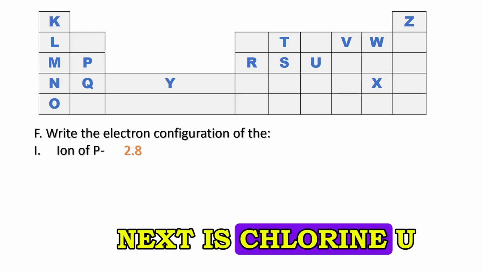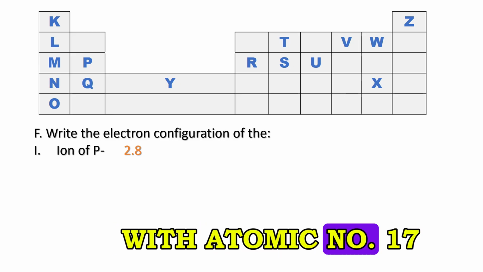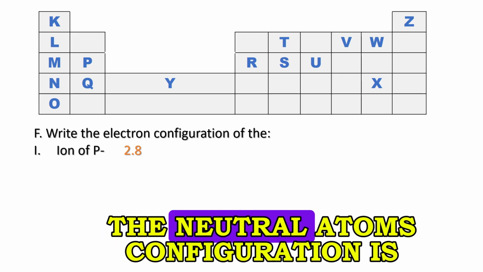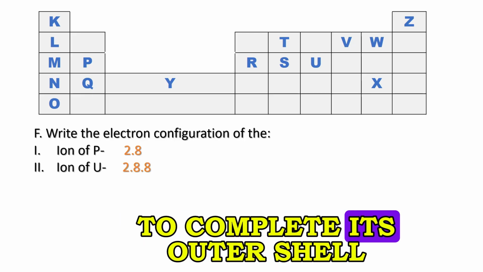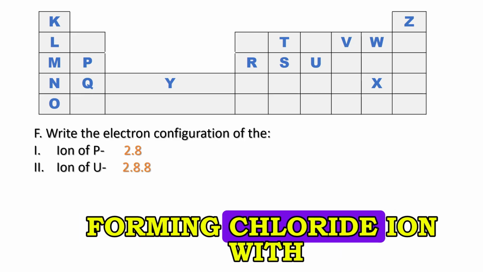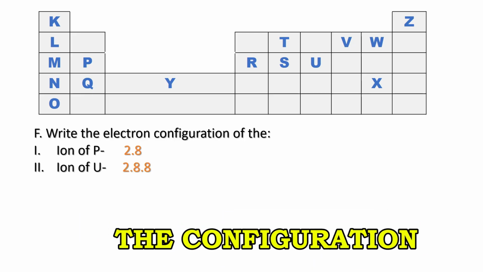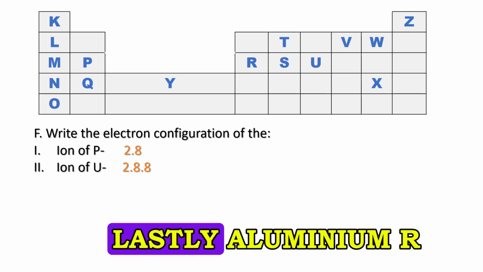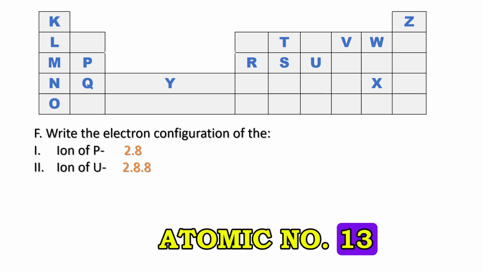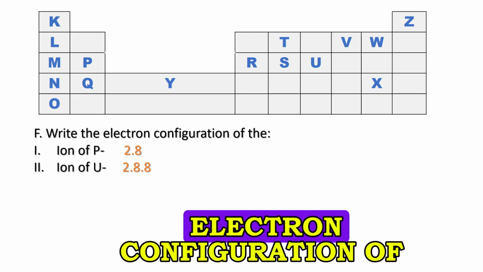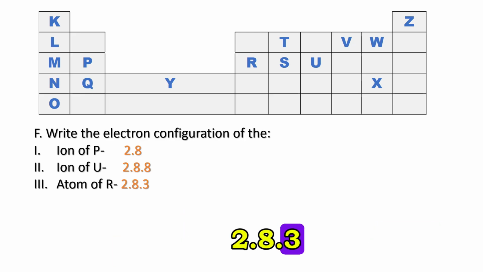Next is chlorine, U, with atomic number 17. The neutral atom's configuration is 2,8,7. Chlorine gains 1 electron to complete its outer shell, forming the chloride ion with the configuration 2,8,8. Lastly, aluminium, R, atomic number 13. Its neutral atom has the electron configuration of 2,8,3.